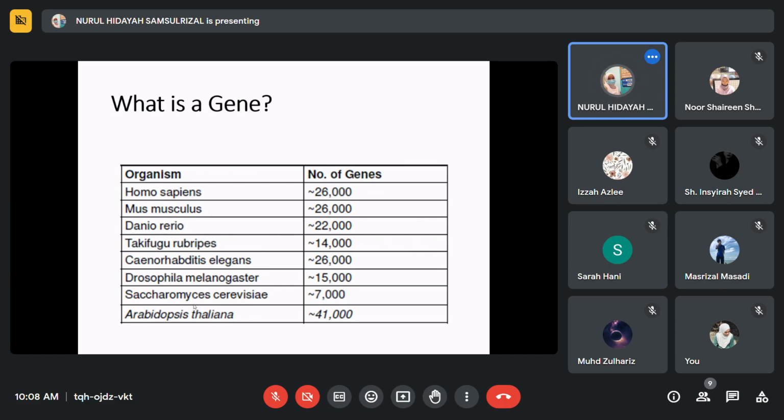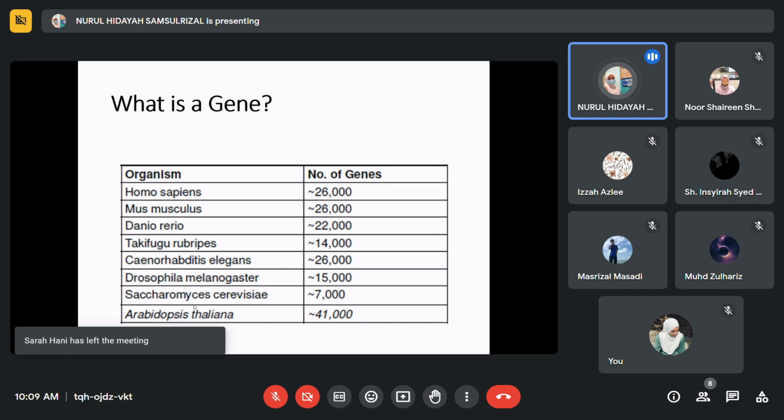described the number of genes, okay, such as the estimations in eukaryotes and also prokaryotes. You can see in Homo sapiens we have an estimate of around 26 thousand genes, Mus musculus 26,000 also, the nematode, okay, 22,000, okay, and so on lah. And we can see the smallest one is Saccharomyces cerevisiae, which is the yeast, around 7,000 only.